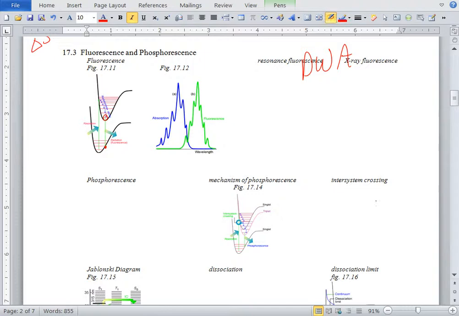So this is where I had some nice pictures. A lot of what they understand with intersystem crossing is with heavy atoms, and spin-orbit coupling is the technical jargon.